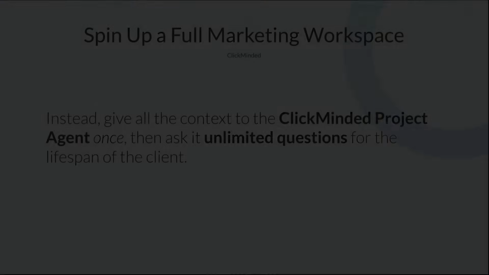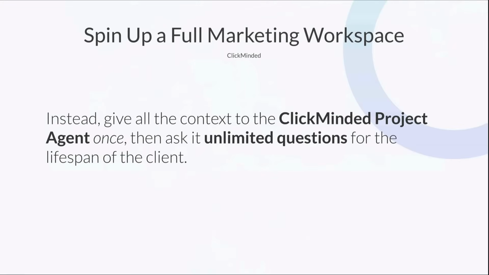So we decided to solve this problem, at first for ourselves, and now for you. So instead of having to go to ChatGPT, open up a new chat, and enter this enormous prompt with all of the client context, you can now do all of this with the ClickMinded Project Agent. You come to the ClickMinded Project Agent, you give it all the context one time, you can continually prompt it and ask it questions without needing to give it all the context every single time.